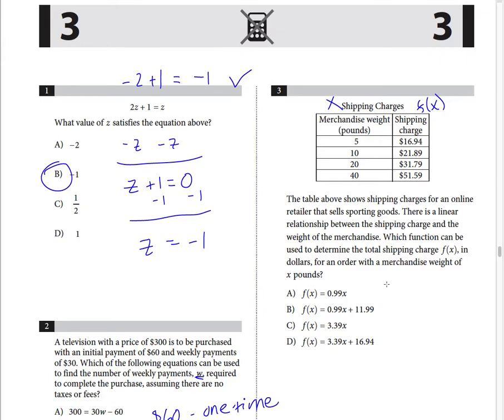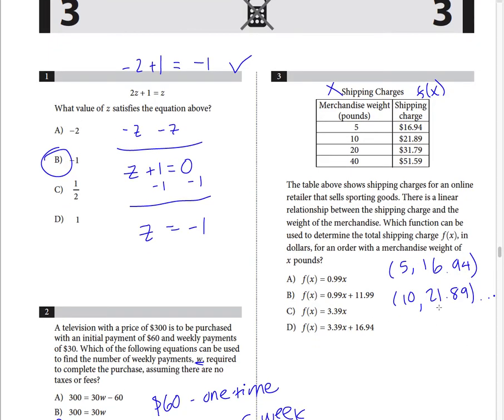And all we have here is a set of 4 different points. They've arranged it into a table, but all it is is 5, $16.94, 10, $21.89, and so on and so forth. So you only need 2 points to find the equation of a line. They give us 4, so you don't need as much information as they actually gave. There are a number of ways to do this. There are ways to find the equation of a line through multiple points.